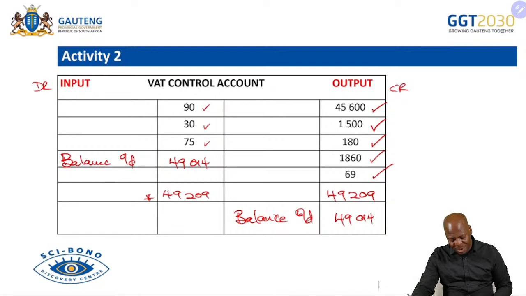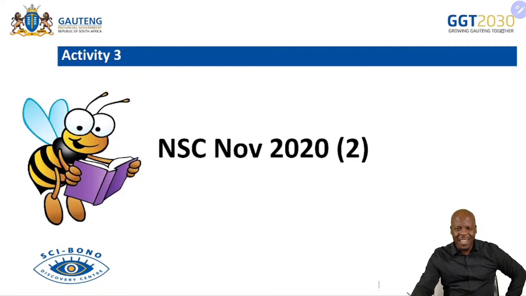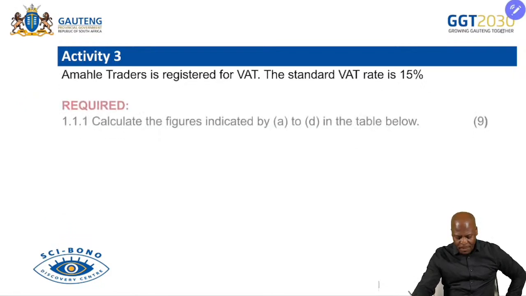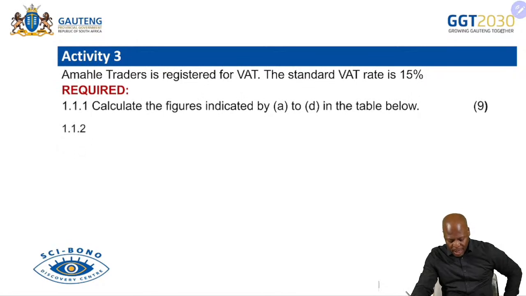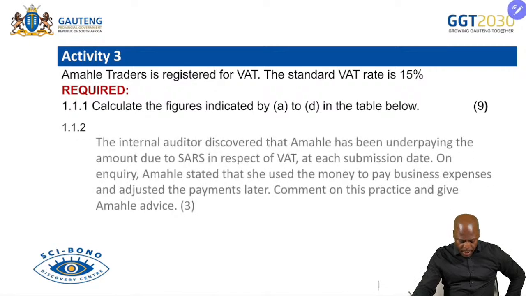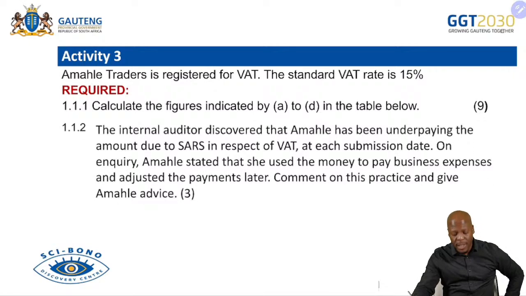Then that concludes now activity number 2. I know you are saying, Mr. Simbi, we want to do an activity on our own. Guess what? I have an activity for you. So I want you now to get ready. I want to see if you understood what I was doing. So we have an activity and it's going to be 1.1.1, and then calculate the figures indicated A to D in the table below. And then there's a theory question which we are going to attend to as well.